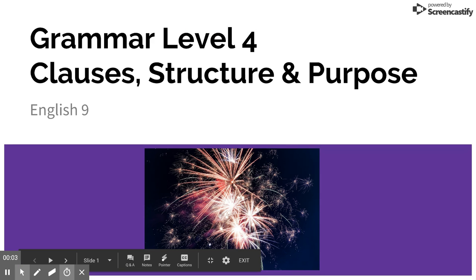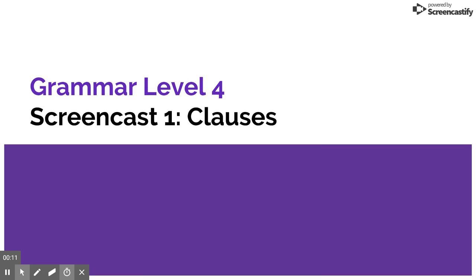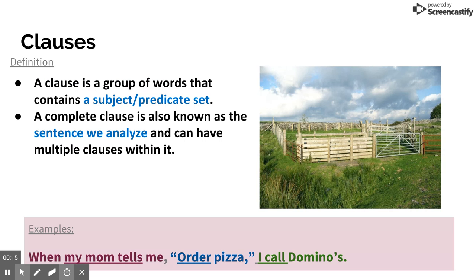We've made it! It's the last level of grammar analysis, where we look at clauses, sentence structure, and sentence purpose. And we're going to start today by looking at clauses. So there are two types of clauses, independent and dependent clauses. But before we get to the distinctions, let's just talk about what a clause is in general.